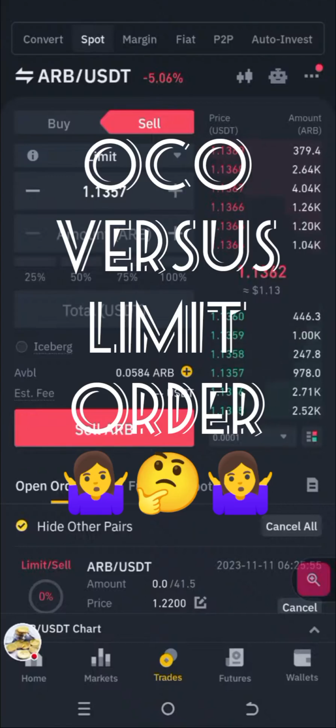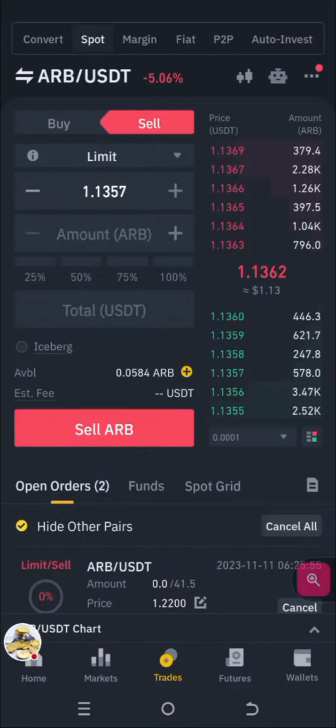OCO versus limit order. Why would I go for that? A limit order gives me an opportunity to set the amount I want to get. Now you need to understand it. A limit order gives you an opportunity to set an amount that you want to get. So you set that amount.